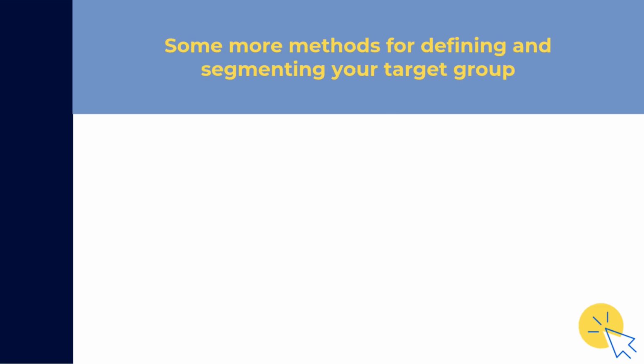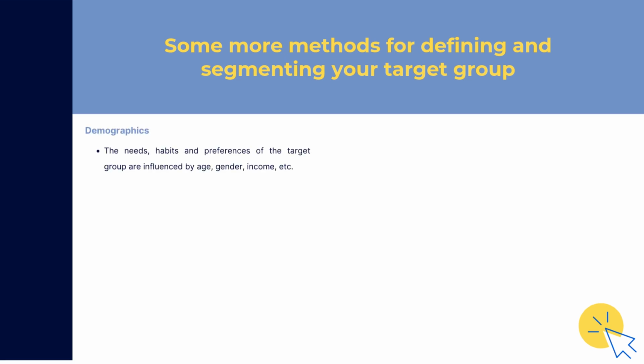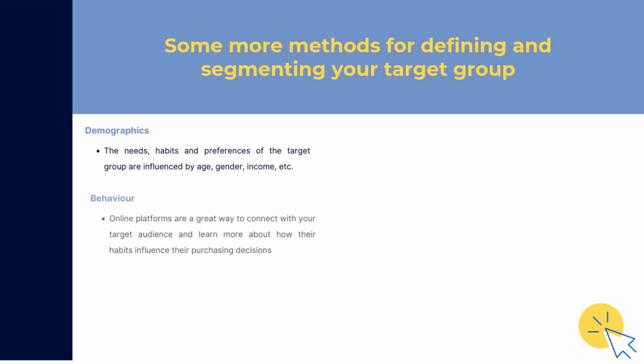Let's take a deeper look at how to segment your audience. There are several different ways to do this, each helping you understand your audience's behavior, values, and interests. First, we have demographics. These are the basic characteristics like age, gender, and income, which can greatly influence your audience's needs and preferences. Then, there's behavior. This focuses on where your audience spends their time online, and how their lifestyle impacts their decisions.